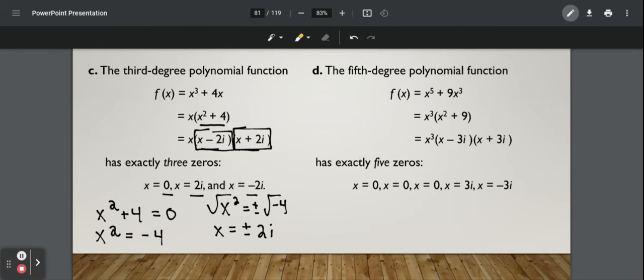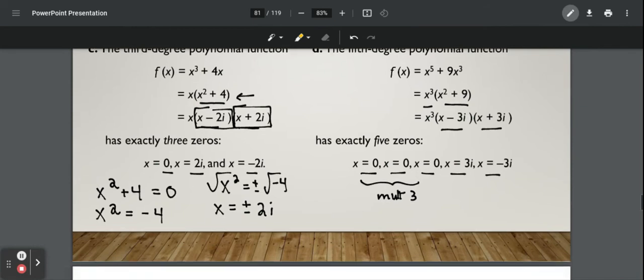If we look at D, again, factor out that GCF. So we have 3 zeros at 0, so 0 would have a multiplicity of 3. And then if we have x squared plus 9, if you remember the pattern from here, that's going to factor into x minus 3i and x plus 3i, so then you also have those as your other zeros. So that will have exactly 5 zeros.